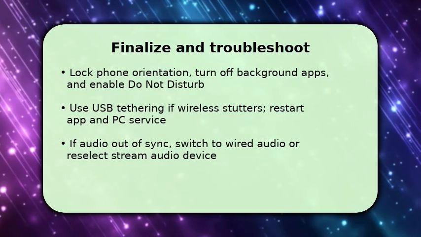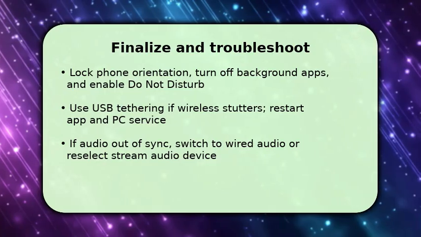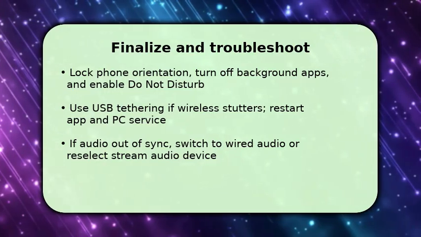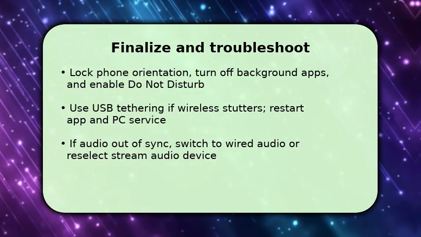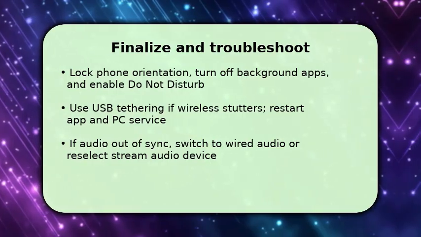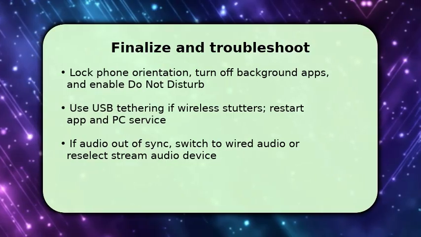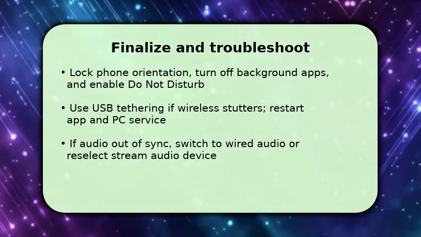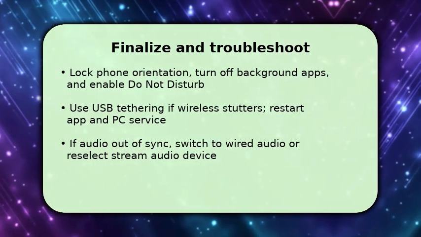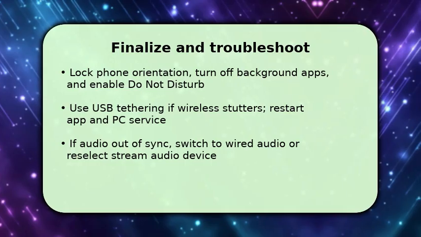To finish, optimize the environment. Lock phone orientation, close background apps, and enable Do Not Disturb so notifications won't interrupt the stream. If you see stutter or packet loss, switch to USB tethering. This often fixes wireless jitter, and restart the streaming app and the PC service to clear any hung sessions.